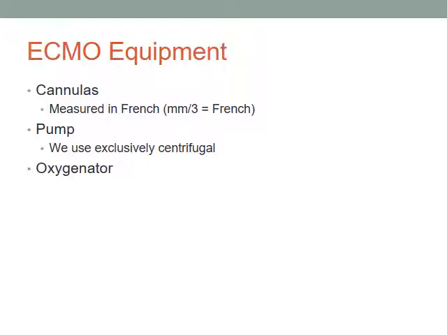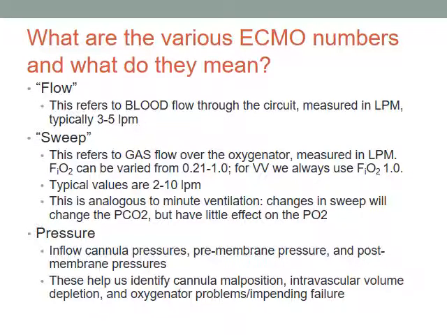You've probably heard the term French relating to size. I did not know what French really meant until I started doing ECMO. It turns out it's millimeters divided by three. Centimeters divided by three, my bad. Centimeters divided by three. So if something is 30 millimeters across, it's 10 French. It's just simply millimeters divided by three. That's all it is. I don't know the history of that.